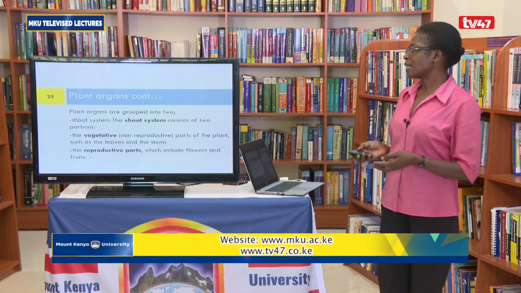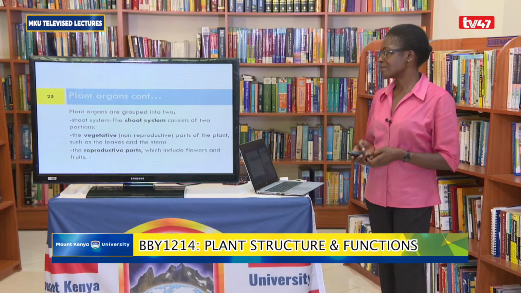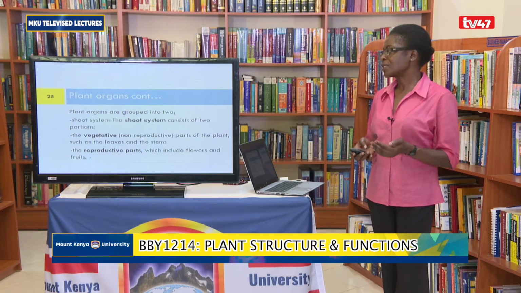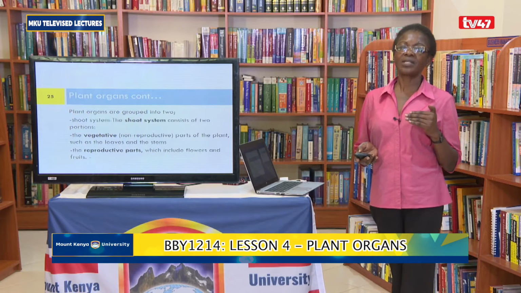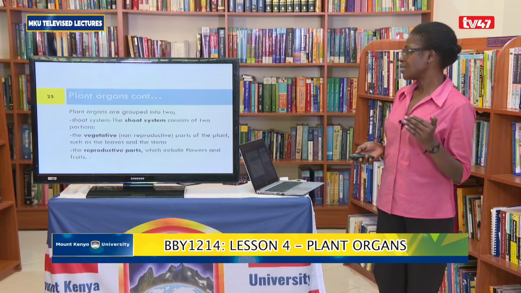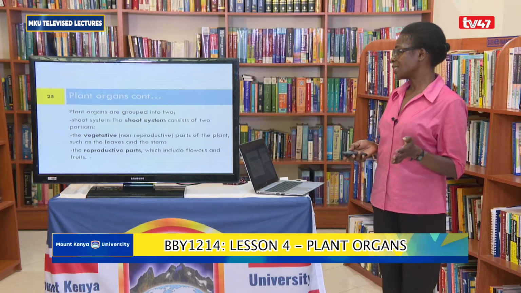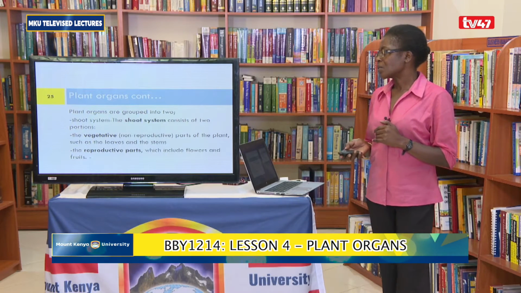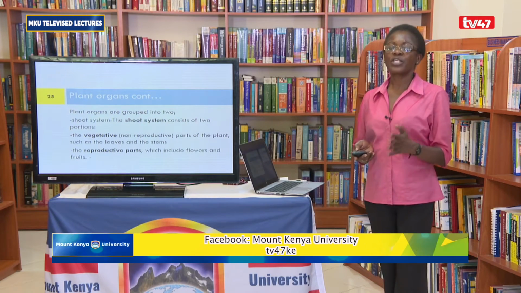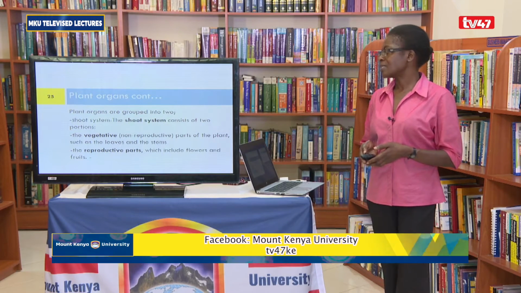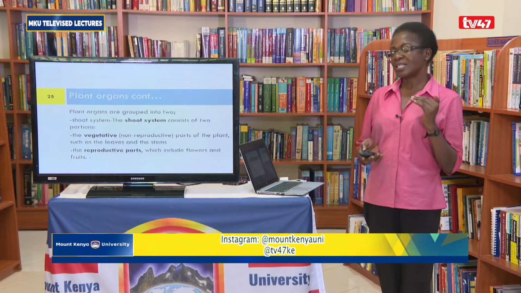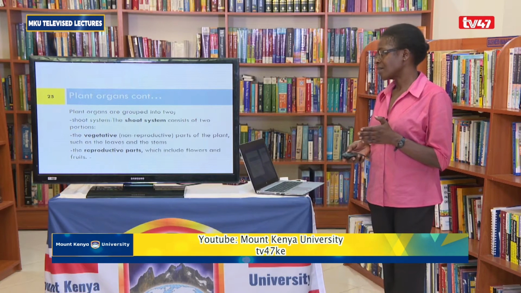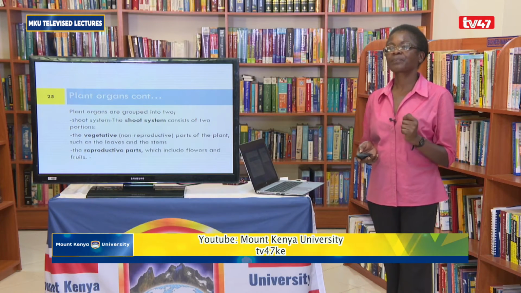So as we look at the organs associated with the plants, the plant organs are basically divided into two. We have those that are associated with the shoot and those that are associated with the root. So basically, the shoot of the plant is made up of two portions. That is the vegetative part and the reproductive part.